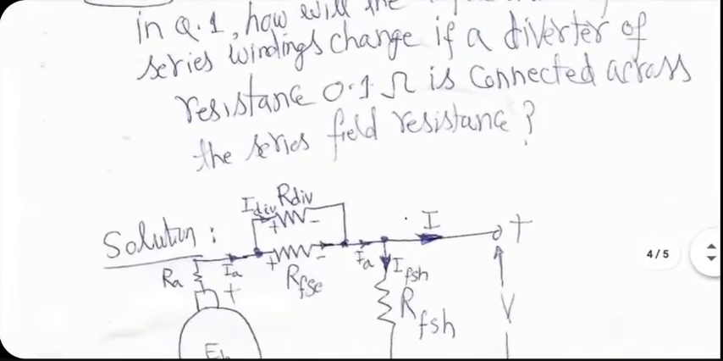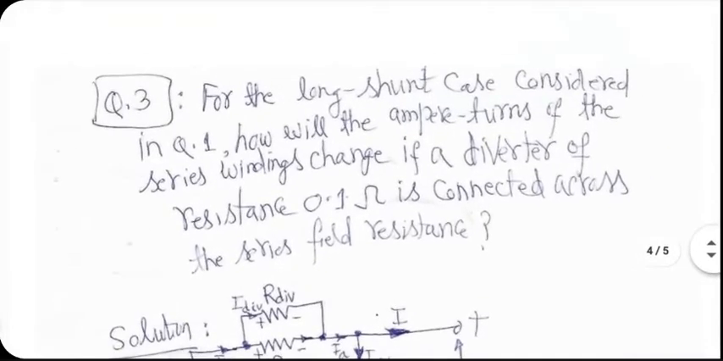Now there are more problems based on compound winding, and they may be worth looking at. For the long shunt case considered in question 1, how will the ampere turns... Ampere turn: suppose a coil has 10 turns and it is carrying 1 ampere. Then the ampere turns will be 10. It is called magnetomotive force, MMF.